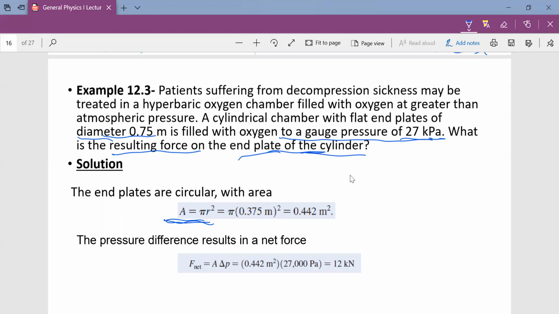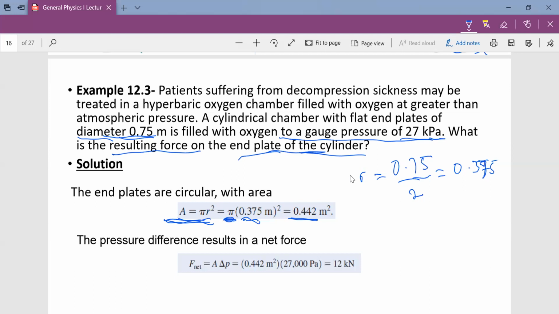The area of a cylinder is simply pi r squared. The diameter of that cylinder is given, so the radius is 0.75 divided by 2, and that's how we got the value 0.375 here. Taking the square of that and multiplying with the constant value of pi, we have the area to be 0.442 meters squared.